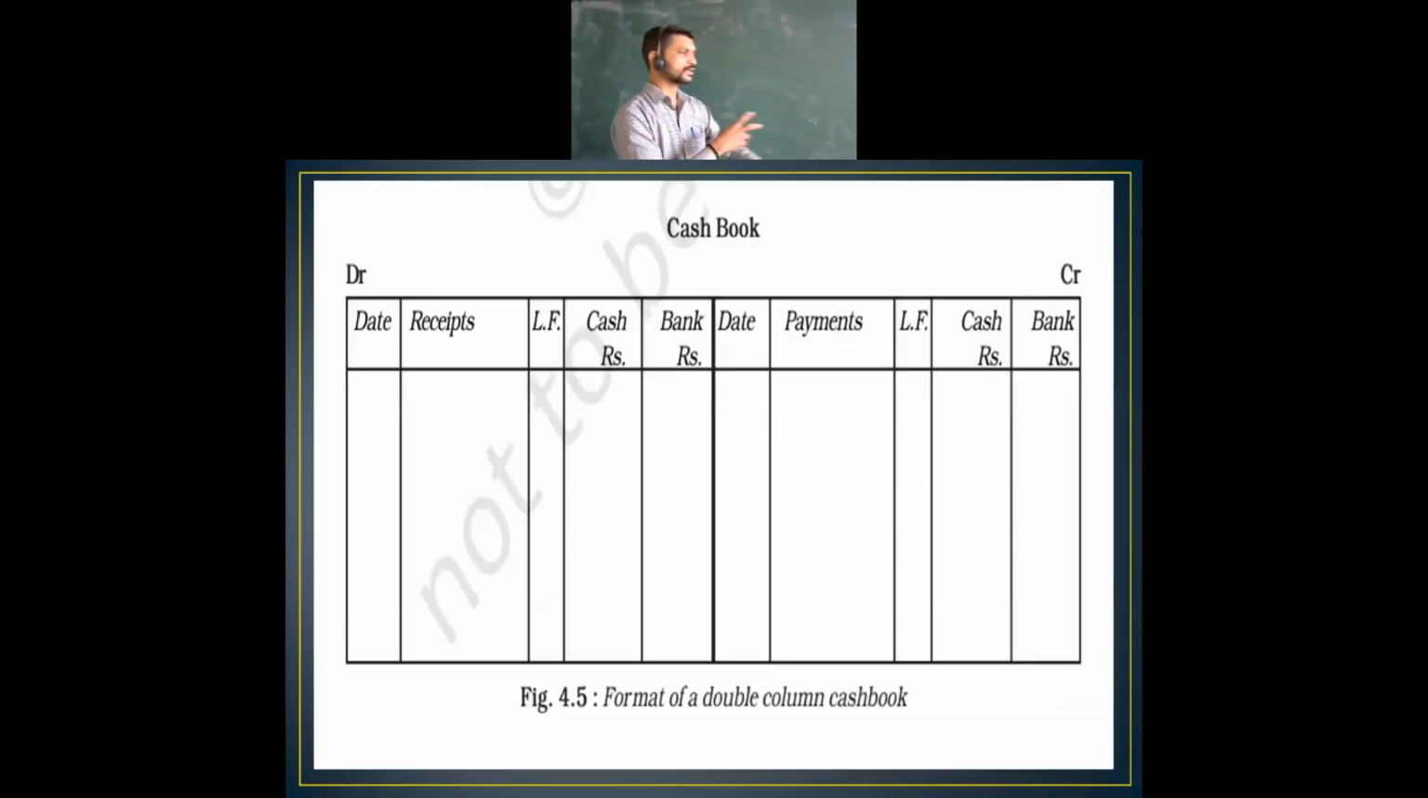So this is the double column cash book format. On this we are going to solve the problems now. So what is your work? You are going to copy down this proforma or format. Yes, copy down this format. I will start the problem on this.